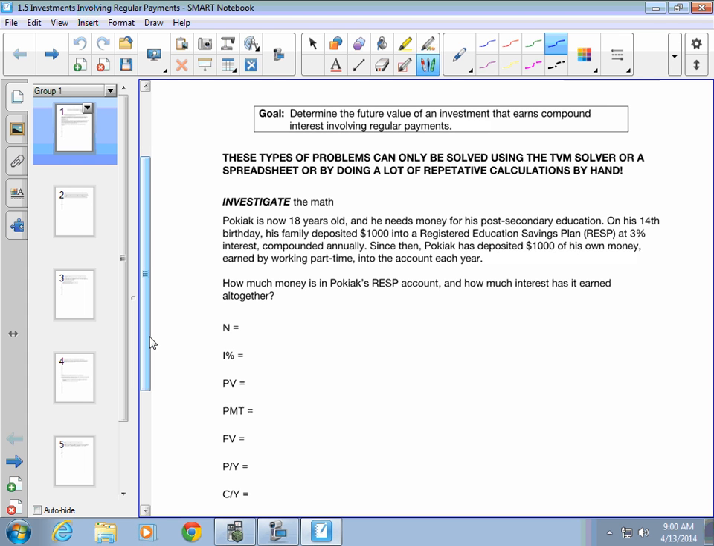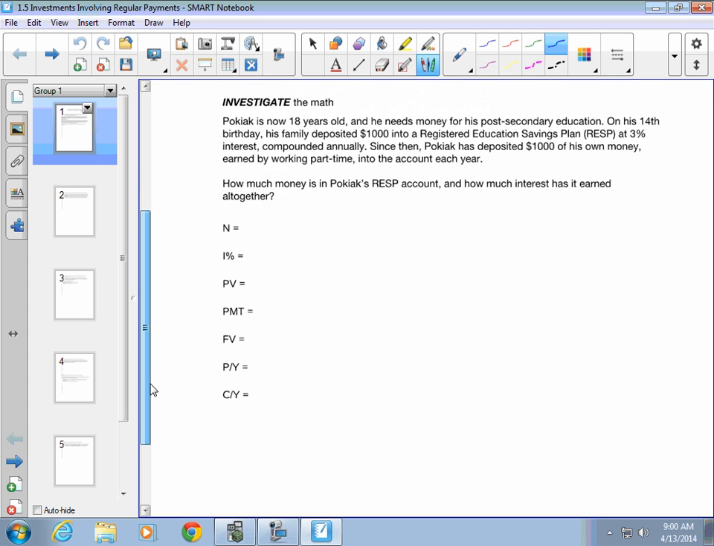He's 18 years old and he needs money for post-secondary education. On his 14th birthday, his family deposited $1,000 into an RESP at 3% compounded annually. Since then, he has deposited $1,000 of his own money, earned by working part-time, into the account each year. So how much money is in his account, and how much interest has it earned altogether?